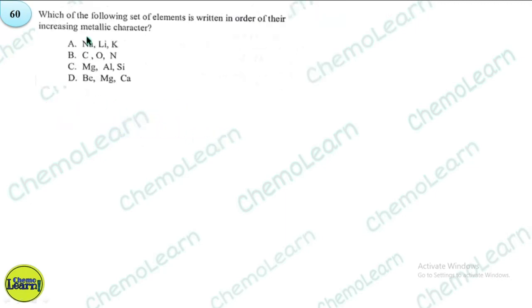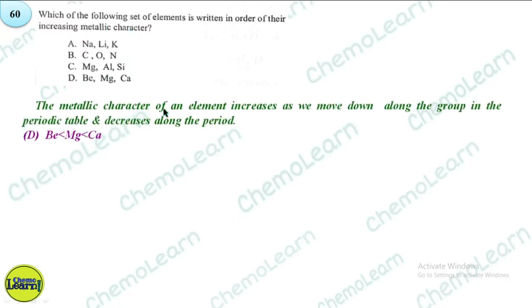Question number 60. Which of the following sets of elements is written in the order of their increasing metallic character? The metallic character of an element increases as we move down along the group in the periodic table and decreases along a period. So in option D, we have beryllium, magnesium and calcium. So here the increasing order of metallic character is the same.